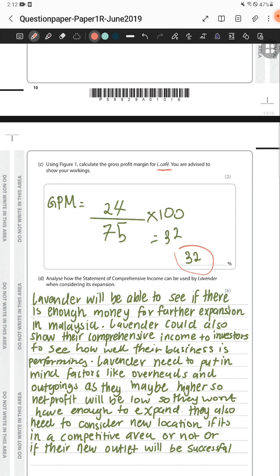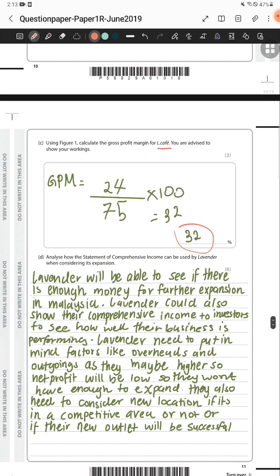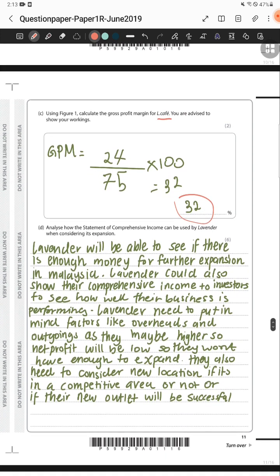Analyze how the statement of comprehensive income can be used by Lavender when considering its expansion. Very interesting question. So Lavender will be able to see if there is enough money for further expansion in Malaysia. Lavender could also show their comprehensive income to investors to see how well their business is performing. Alright, Lavender need to put in mind factors like overheads and outgoings, as they may be higher, so net profit will be low. So they won't have enough to expand.